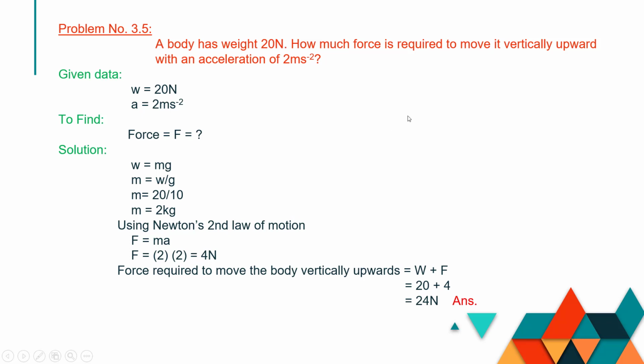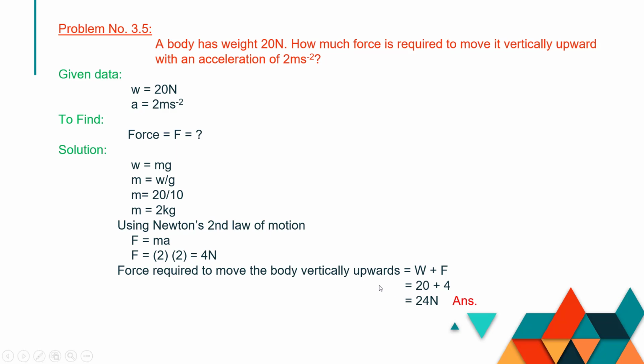But we have to find the force which is required to move a body vertically upward. So now the force required to move the body vertically upwards becomes equal to the weight of the body plus the force we have just calculated. So by adding these two values, we will get the force which is required to move the body vertically upwards.